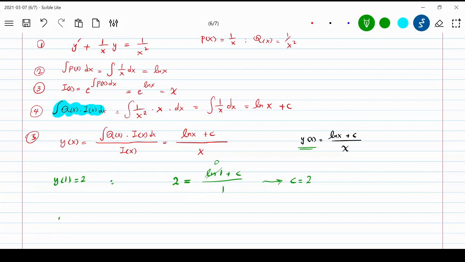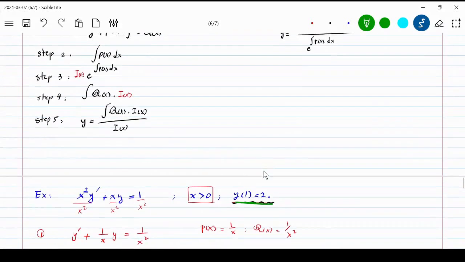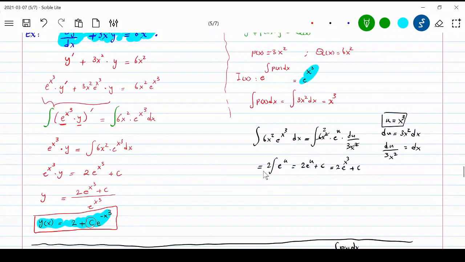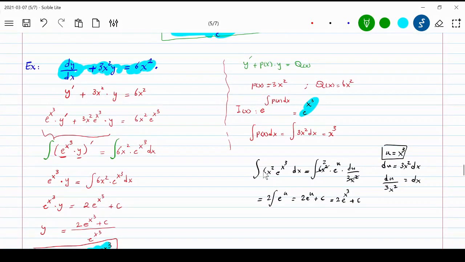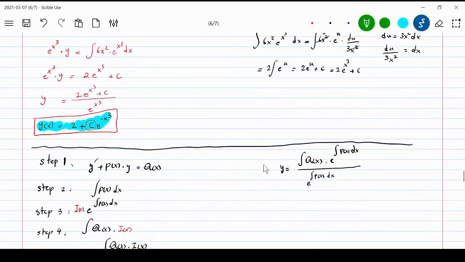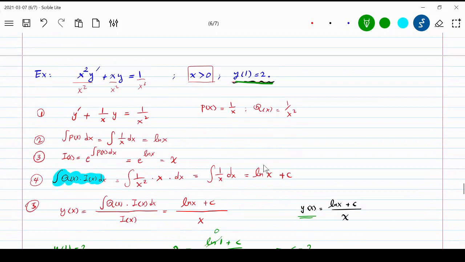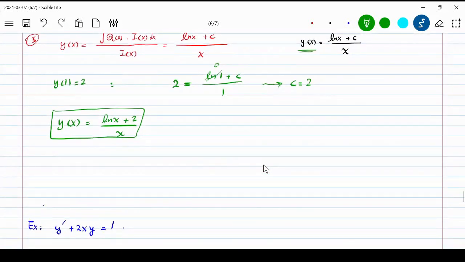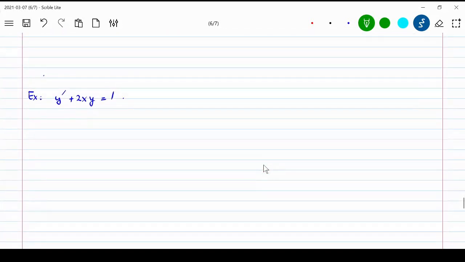And then I can write the particular solution, y(x) equals (ln x + 2)/x. And this is the particular solution to our linear equation. If you go through the process that we discussed earlier, integration factor multiplication and factoring out, then you integrate, you will get the same result. Try it through that method and make sure that you get the same result.